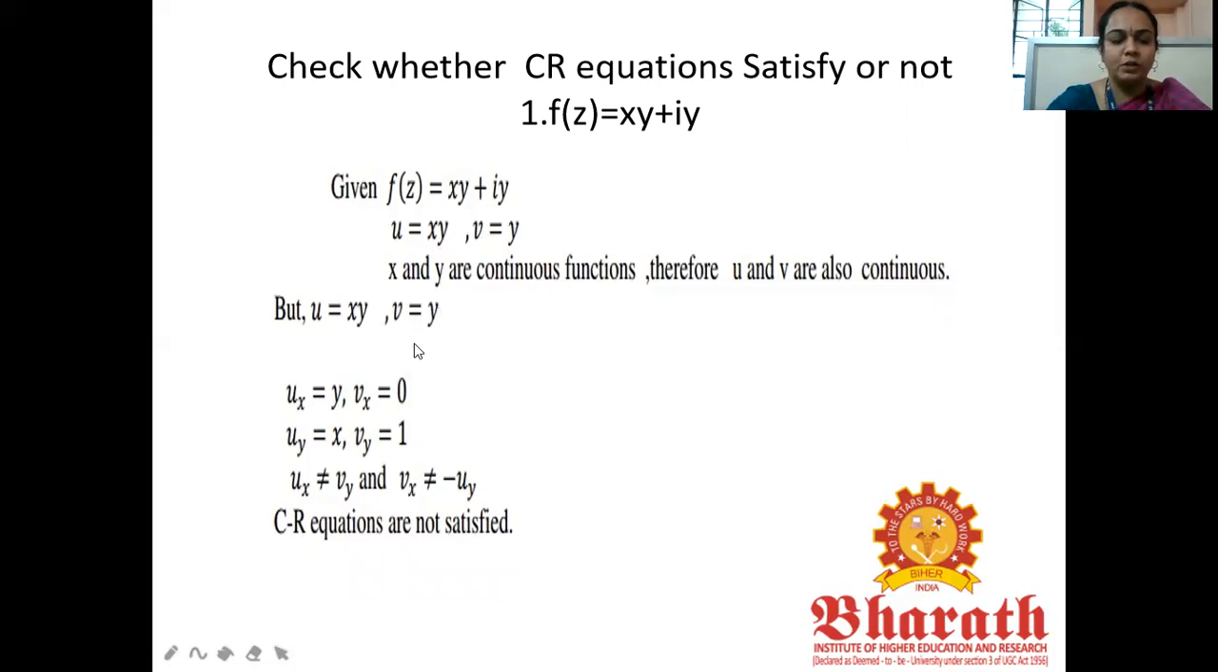By the Cauchy-Riemann equations, first we take the derivative of u with respect to x. So ux equal to y. The derivative of v with respect to x is equal to 0. Similarly, uy, the derivative of u with respect to y, is x, and vy is 1. So ux is not equal to vy here, and vx is not equal to minus uy. So CR equations are not satisfied. If ux equal to vy and uy equal to minus vx, the CR equations are satisfied. Here both are not equal, so in this problem the function does not satisfy the CR equations.